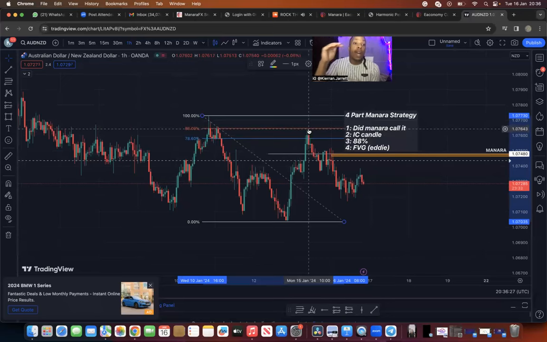That's the highest price the banks could push this price to without it turning into a buy, without it breaking the trend. So this is the highest point they could have pushed it to. They said, okay, cool, it hit the 88%. We're now going to sell it.